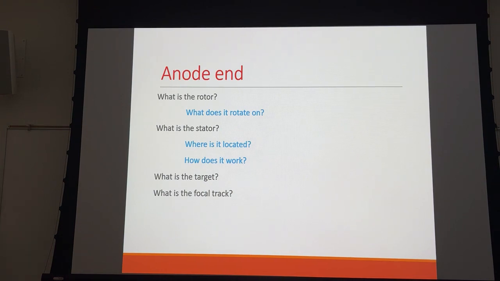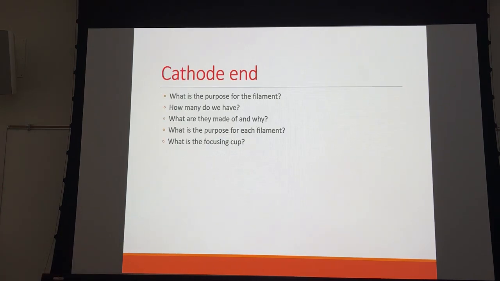So they're on the outside of the X-ray tube, but they're still considered a portion of the X-ray tube. So anode in, what is the rotor? That's pretty much everything that rotates. It rotates on ball bearings. The stator is on the outside of the X-ray tube. The stator is your electromagnet. The target is the area of bombardment, specifically the focal track. So it's everything we just talked about.